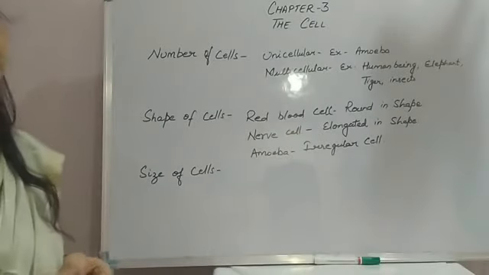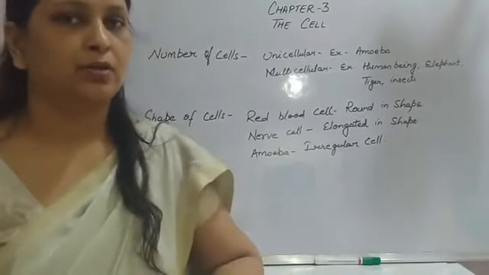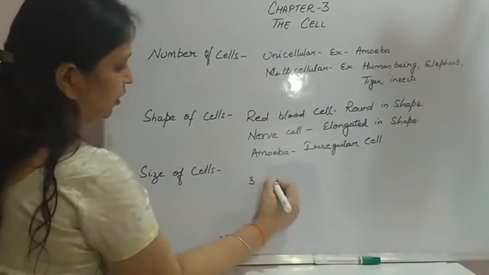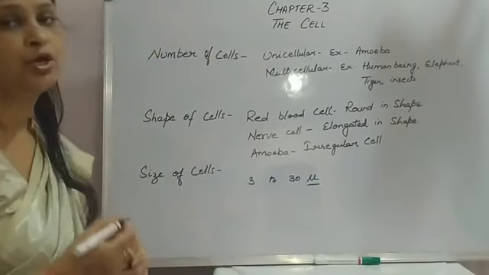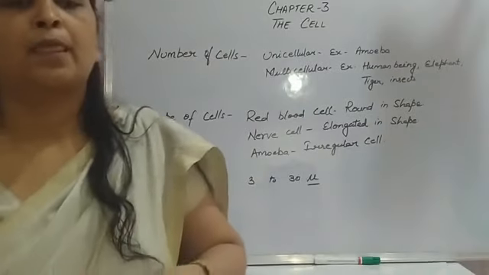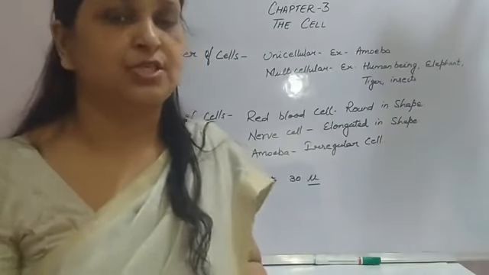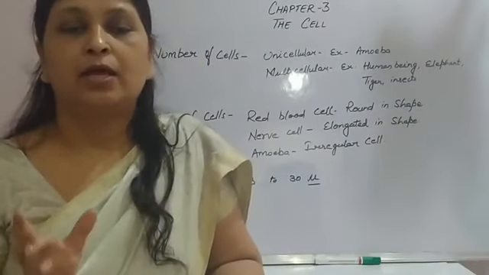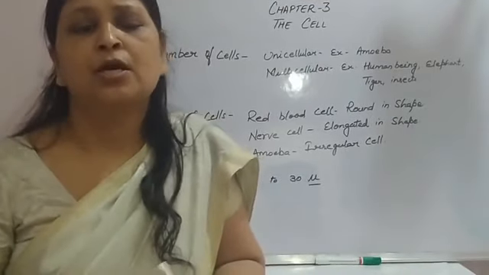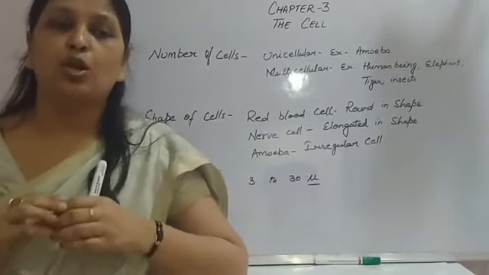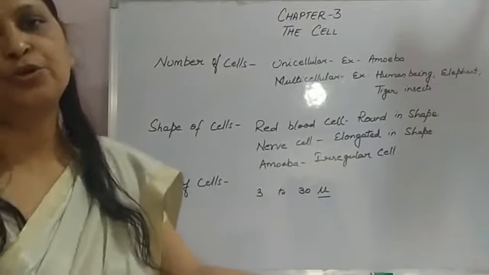Now, size of cell. The average size of a cell is 3 to 30 micron. Micron is the unit of cell. Larger cells: an ostrich egg is about 23 centimeter, and an elephant nerve cell is the longest cell, about 3 meter. Cell, the structural unit of life.